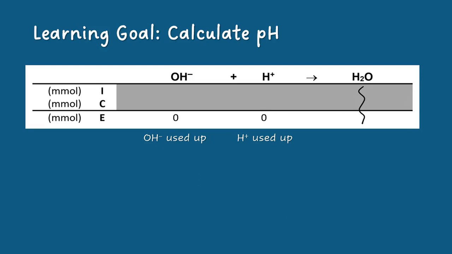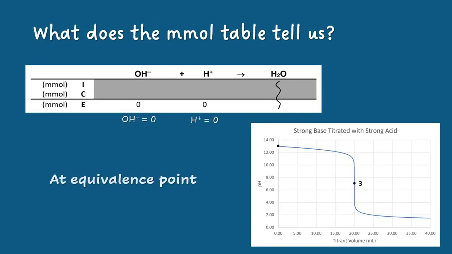In this generic millimole table, we are only looking at the E row. Here, we see that both OH- and H+ are consumed. They have reacted stoichiometrically, and neither one is in excess. Because they both go to 0, this puts the reaction progress at region 3 of the titration curve, which is the equivalence point. The reaction is complete. Notice here that the only thing in solution is pure water. This means that our pH of the solution will be equal to the pH of water.